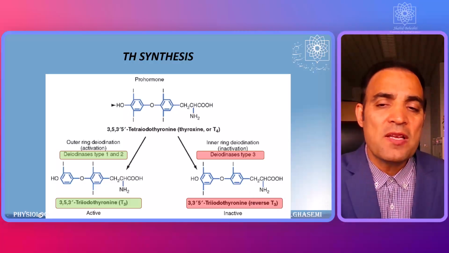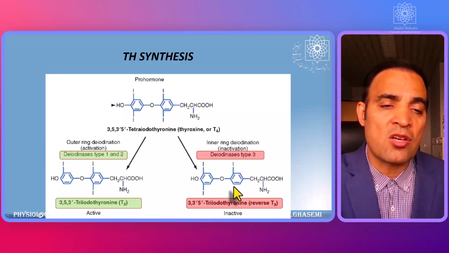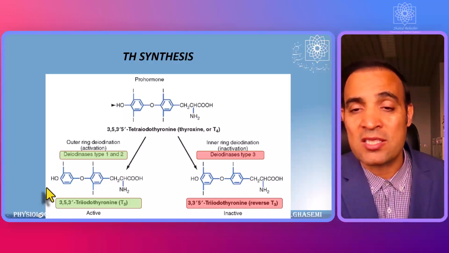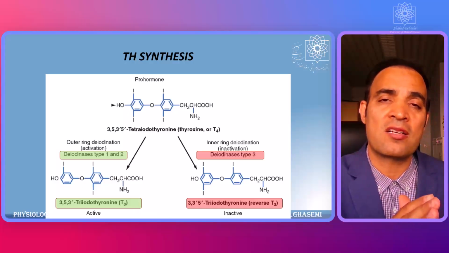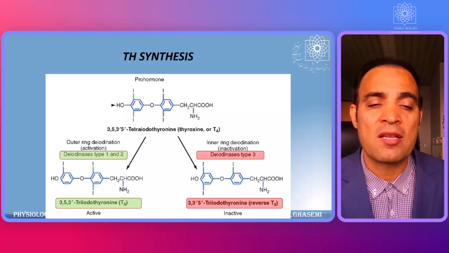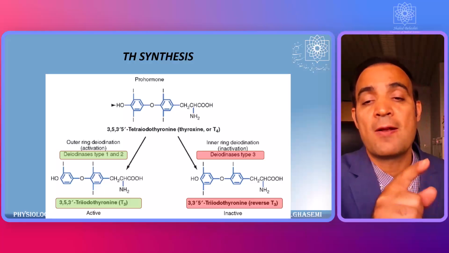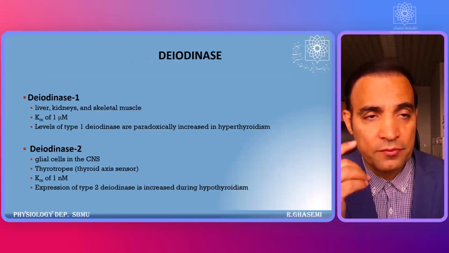As you can see, in reverse T3 the inner ring is deiodinated, while in T3 the outer ring is deiodinated. Just the position of iodide removal determines whether T4 is converted into T3, which is more active, or reverse T3, which is completely inactive.